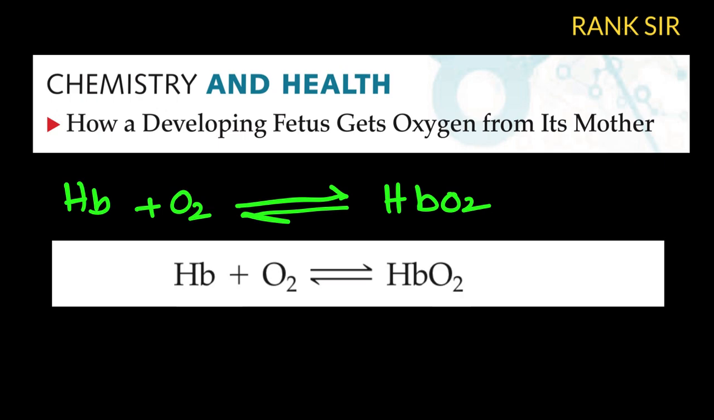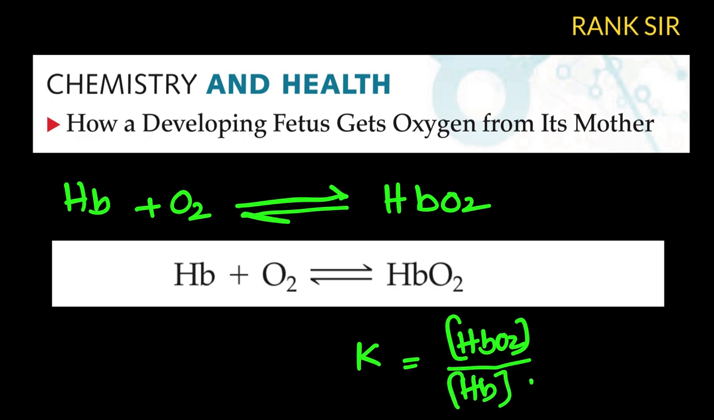But keep in mind the equilibrium constant. Based on that only, you can understand this whole process. So the equilibrium constant is K, or Kc, Kp. Pressure-related means Kp, concentration-related means Kc. The equilibrium constant is equal to the product HbO2 concentration divided by Hb concentration and O2 concentration. This is the equilibrium constant.